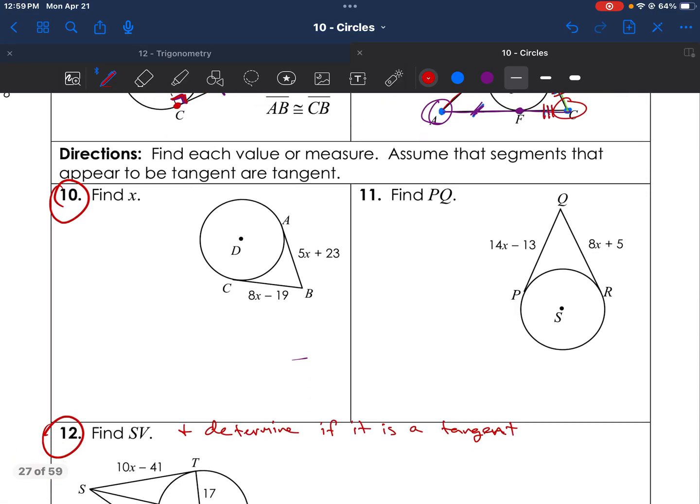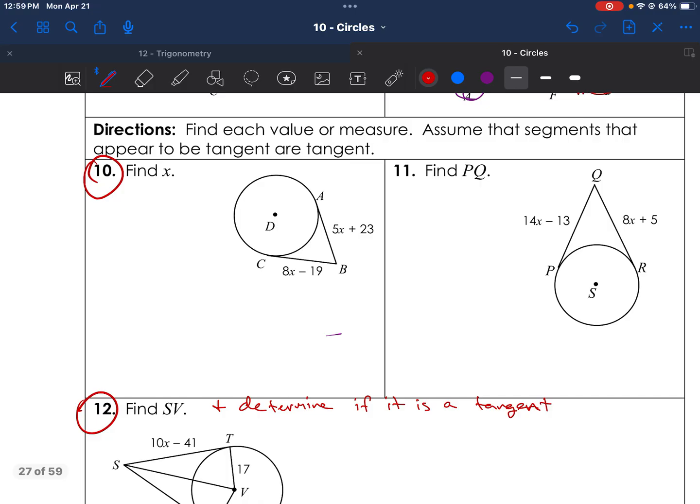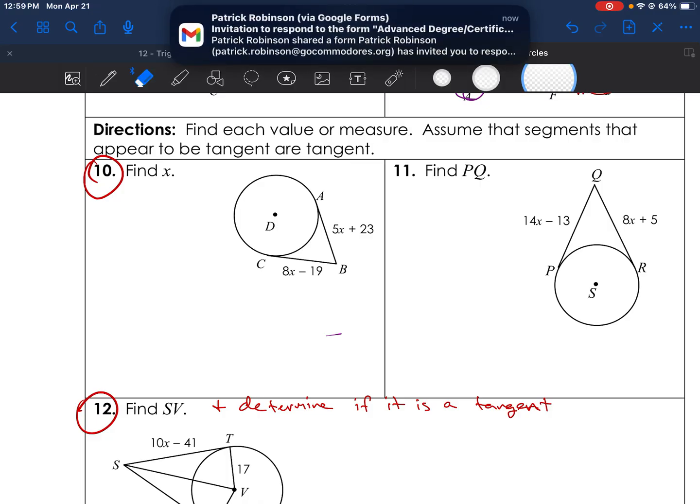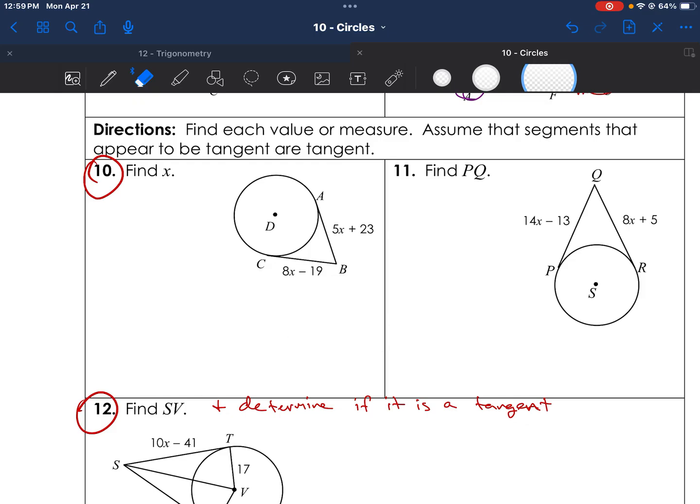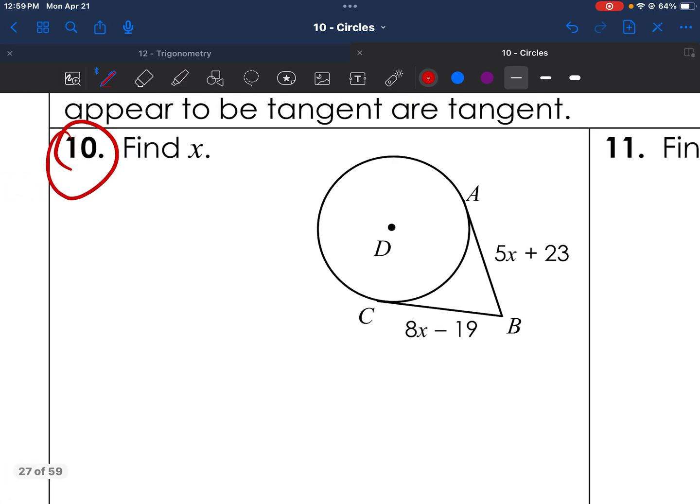All right, so let's work out just a few more problems and we will be done with this section. So here we go. Directions tell us to assume that segments that appear to be tangent are tangent. All right, so number 10. So we are to assume that at point A and at point C, these two segments are just hitting the line and not going through it. So these would be tangent.